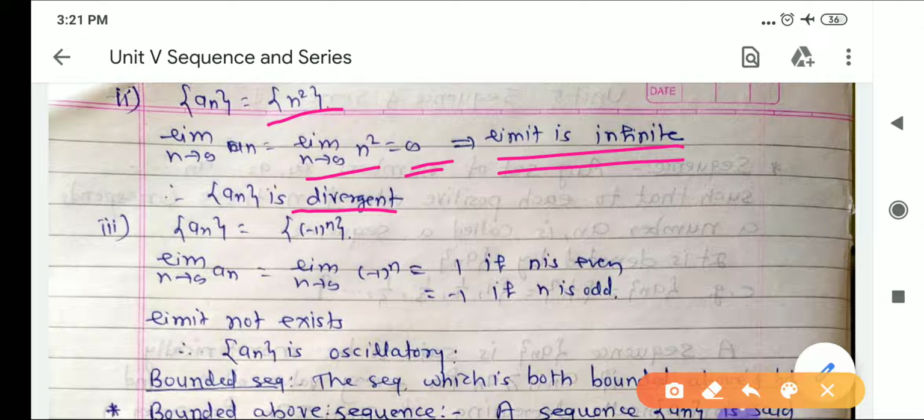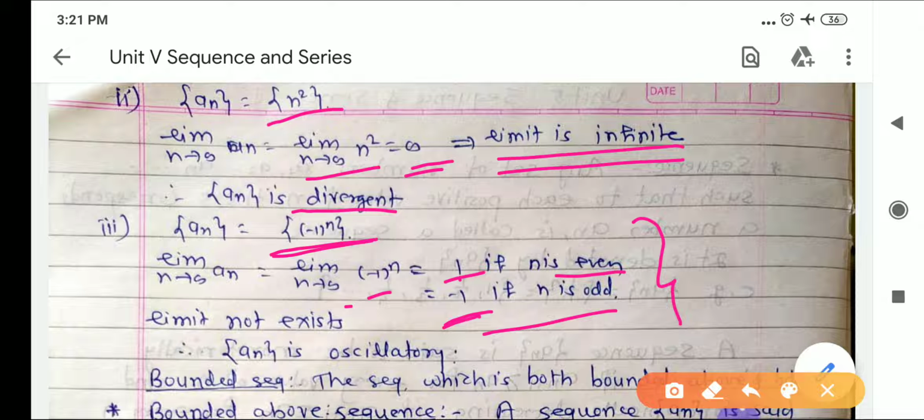And oscillatory means, if you take sequence an is equal to minus 1 raised to n, and find the limit of minus 1 raised to n, it has two limits. If n is even, then we get 1, and if n is odd, then we get minus 1. Means minus 1 to the power of an even number, that is 2, 4, 6, 8, gives 1, and minus 1 to the power of an odd number gives minus 1. Means we get here two limits. If a limit exists, then it is unique. So here we get two limits.